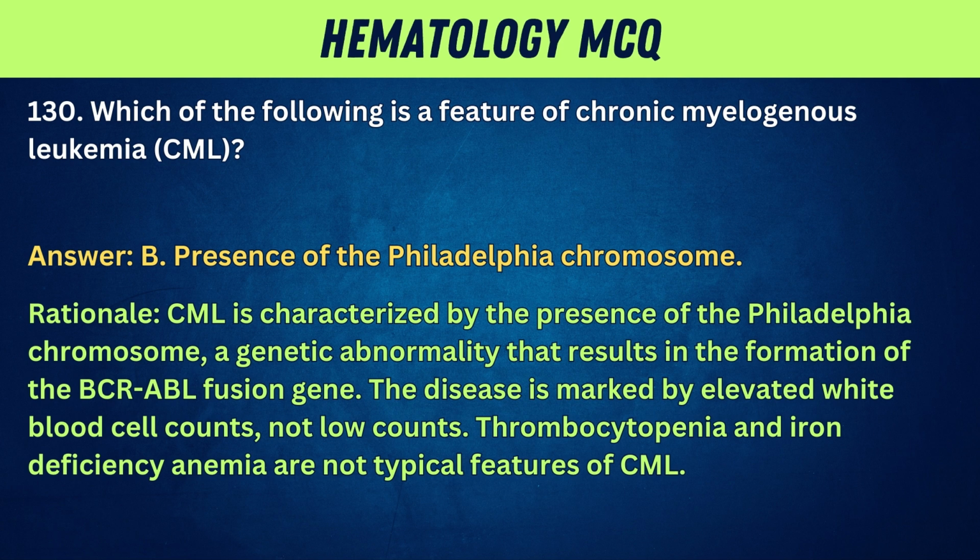Rationale: CML is characterized by the presence of the Philadelphia chromosome, a genetic abnormality that results in the formation of the BCR-ABL fusion gene.